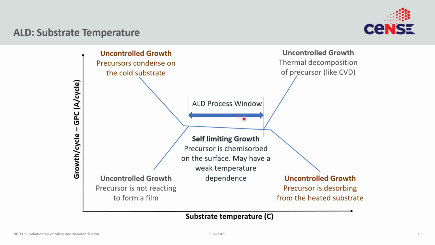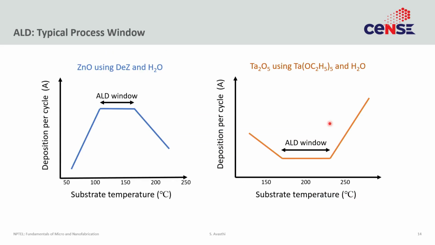What you want to always do is keep your growth somewhere in the middle where things work as an ideal ALD should. Now, which of these two cases occurs really depends upon the precursor and the chemistry you are using. If I take an example of diethyl zinc and water, which reacts to form zinc oxide, it tends to show an ALD window of this type where there is incomplete reaction on the left hand side and there is desorption on the right hand side.